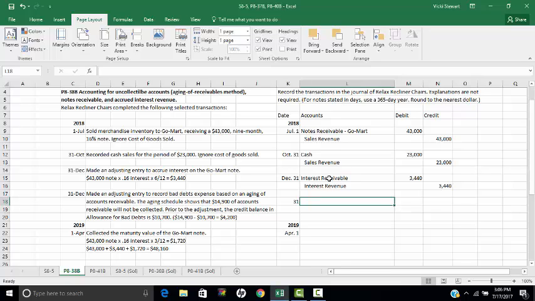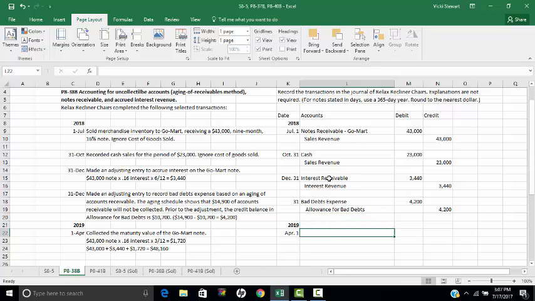to $14,900. So to make that entry, we would debit bad debts expense for $4,200, the difference between the $14,900 and the balance of $10,700, and we would credit the allowance for bad debts for the same amount.